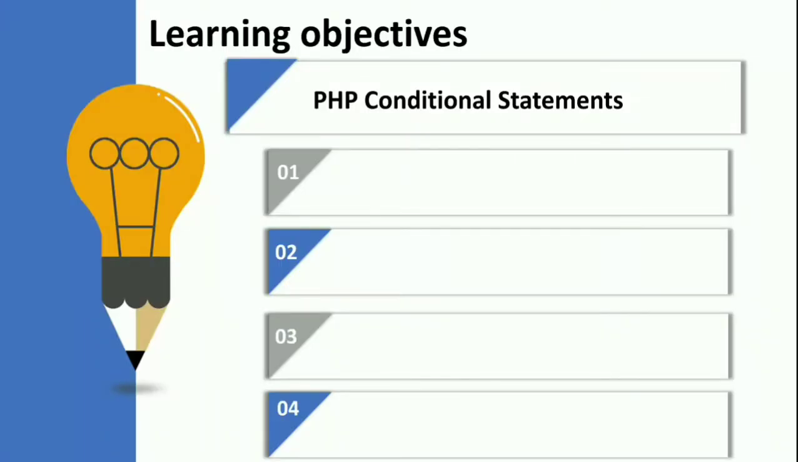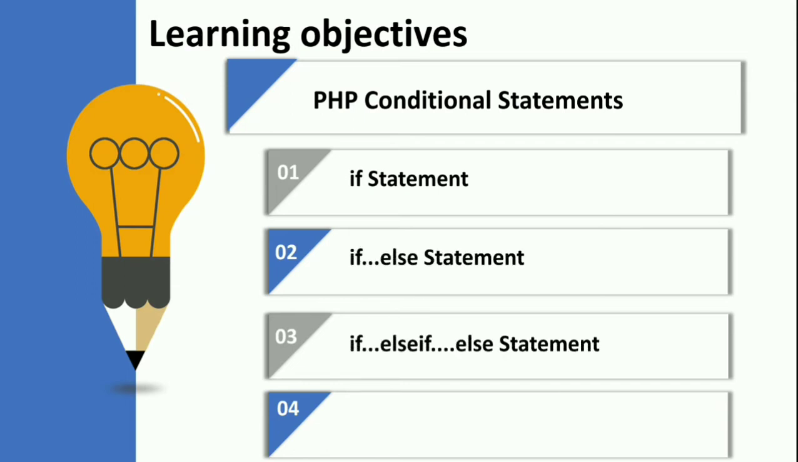So in this class, you're going to learn PHP conditional statements. We have four types of statements: if statement, if else statement, if elseif else statement, and finally switch statement. So these many statements are there in conditional statements. Let us learn one by one.